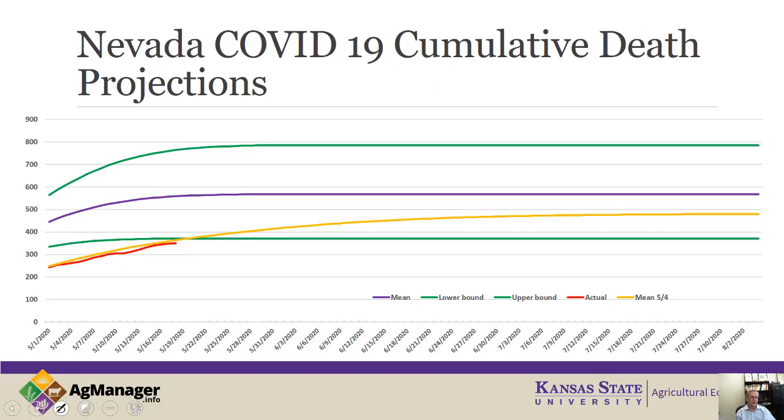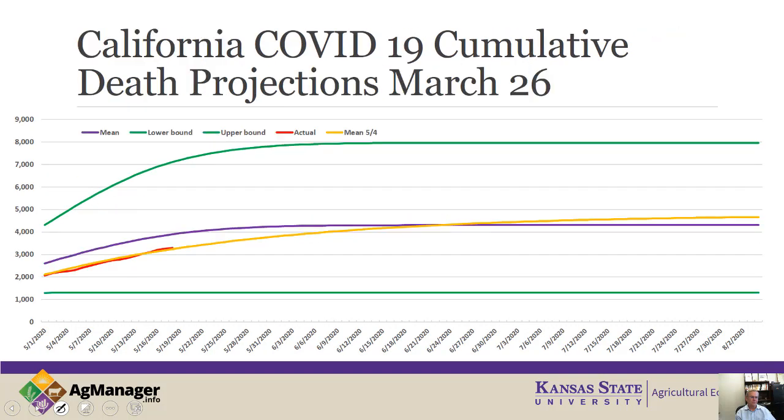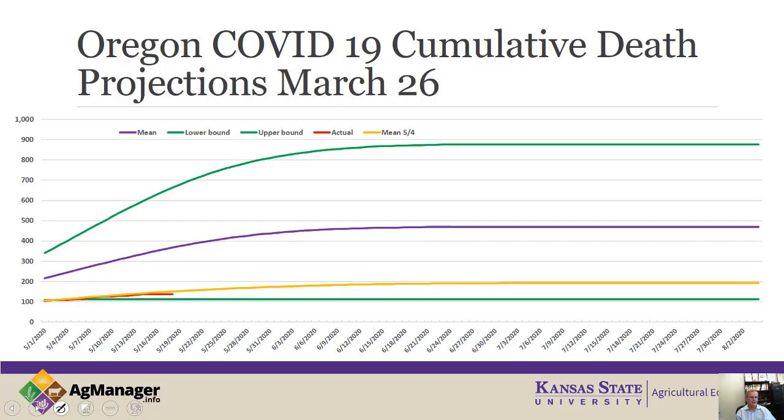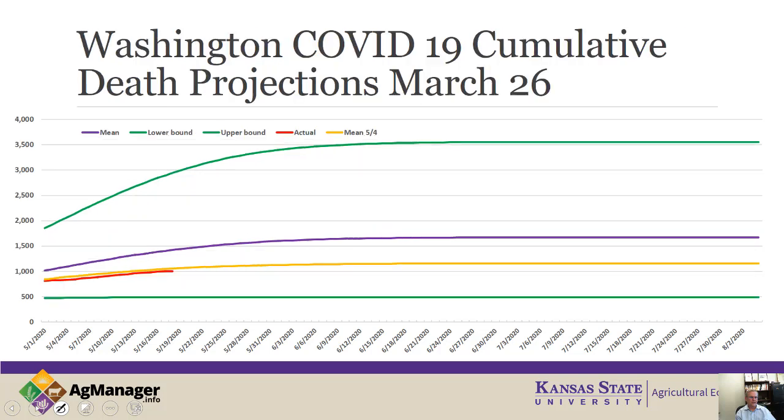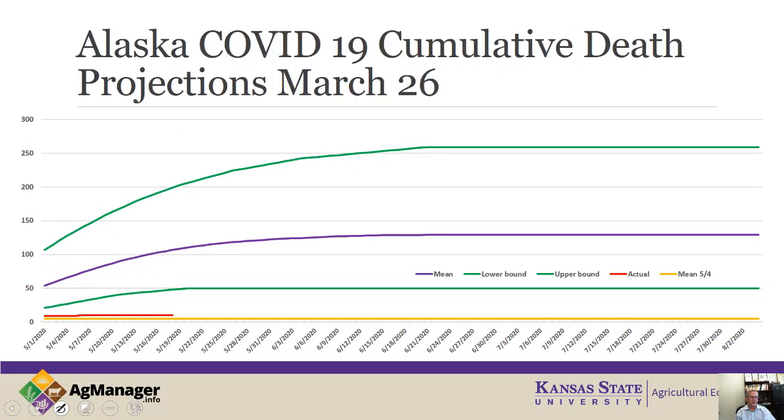Idaho is below. Nevada is a little bit below. California is very close to that May 4th prediction model. Oregon is a little bit under. Washington is a little bit under. And then we'll finish it up with Alaska.